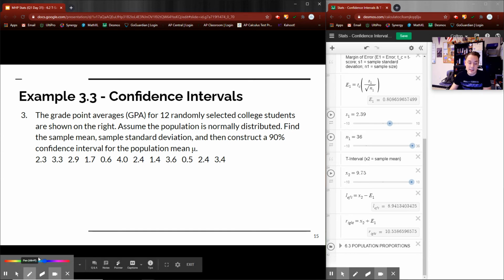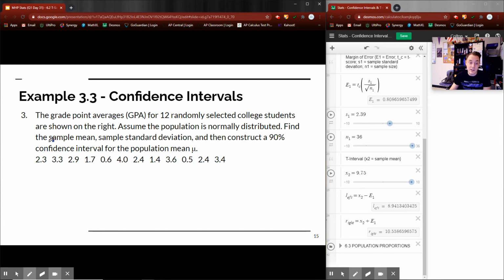This is really interesting because they're actually telling us to find the mean and the standard deviation, which kind of blows, to be honest with you. Let's start off with naming our C level. They want a 90%, which is 0.90. Other things I need to know: my N is 12, so my degrees of freedom is 11. And then what is my X bar, and what is my S, my sample standard deviation?